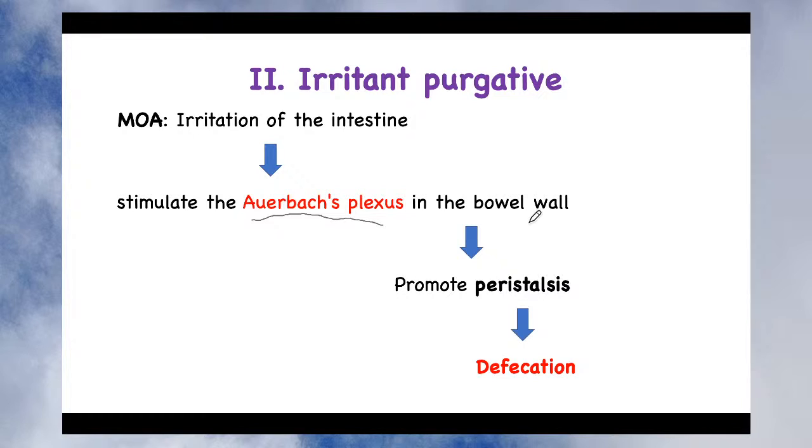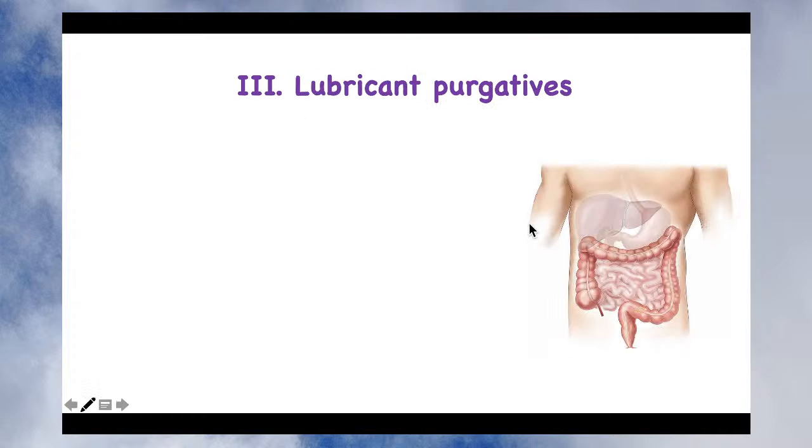So in irritant purgatives, whenever you are explaining the mechanism, one term is very important: the stimulation of Auerbach's plexus. You must write that before explaining their mechanism of action. So this is the second category.